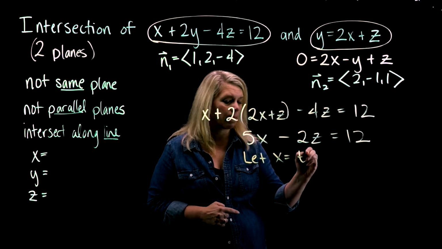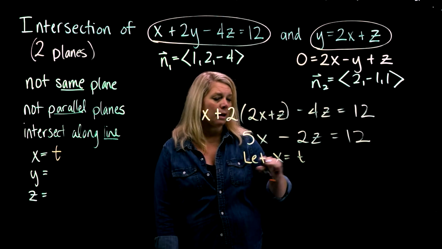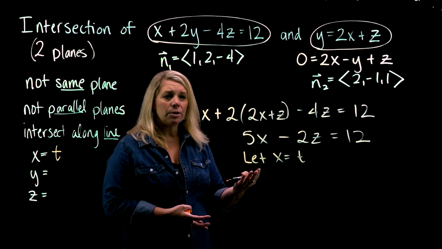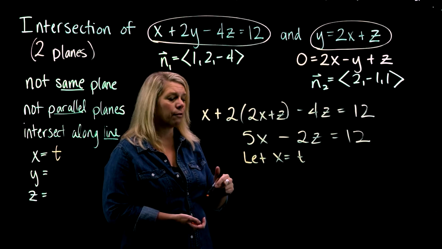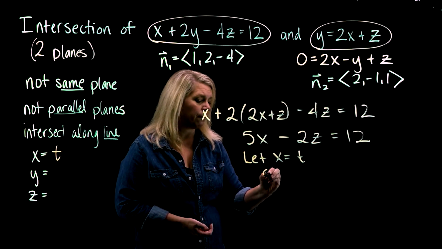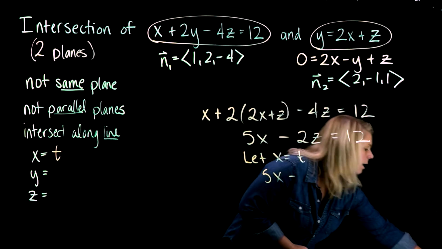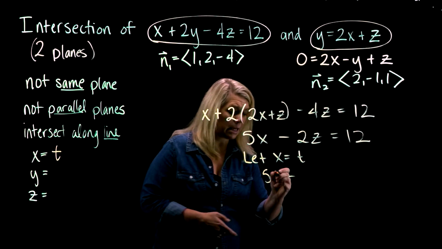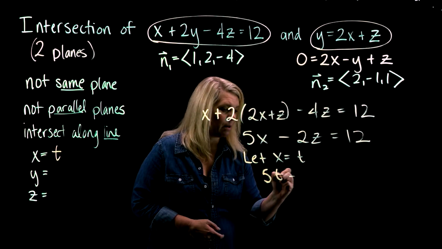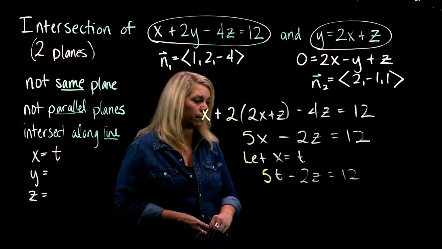That's going to be my parametric equation over here for x. x equals t. And once I do that, if I substitute x equals t in here, then I can solve for z. So I'll have 5x minus... I'm substituting t for x, so let me fix that: 5t minus 2z equals 12, and then solve for z.